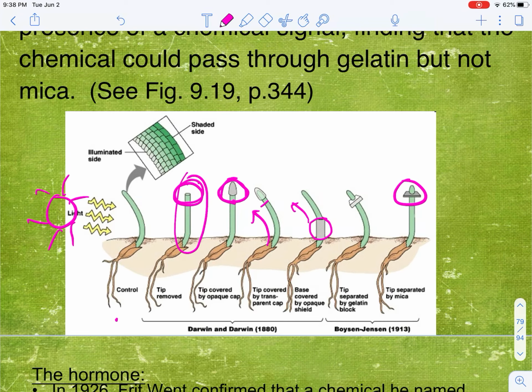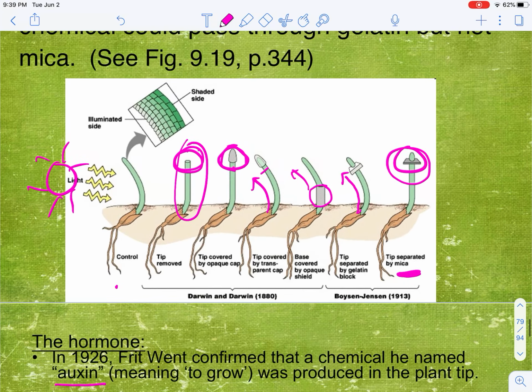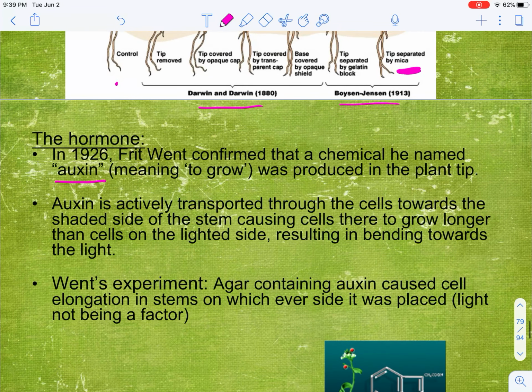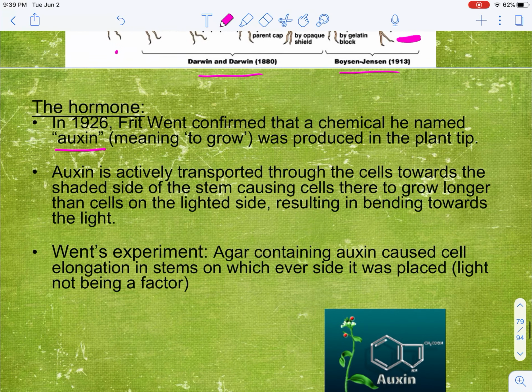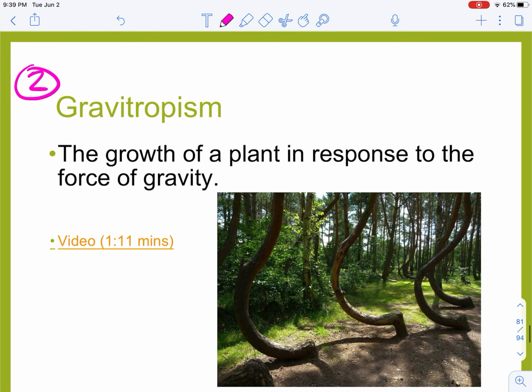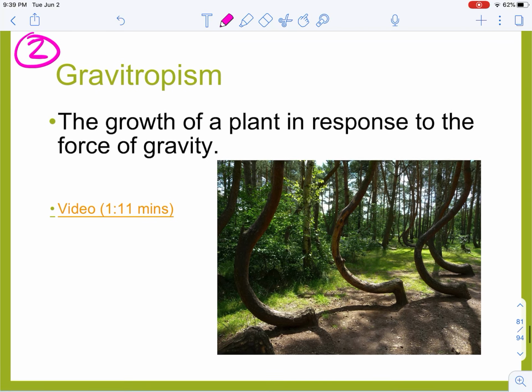If it was something opaque that's lower down, it still turned towards the light. If it was a gelatin block, it still turned towards the light. But if it was mica, like rock, that was cutting off the tip, the auxin couldn't get down, and so it did not turn towards the light. So there's some cool examples of the experiments done by Darwin and Boysen-Jensen. So auxin was given the name of that hormone that is basically transported down and collects on the shady side. So there you go, that's phototropism.